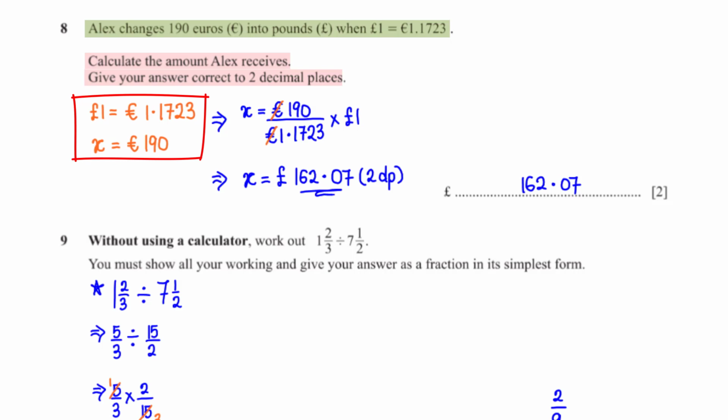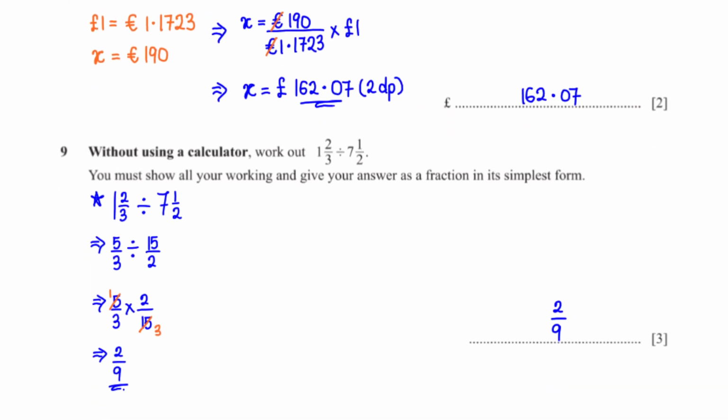From the ratio, we can set up an equation to find X, and this gives us 190 euros divided by 1.1723 euros times 1 pound. This gives us X equals 162.07 pounds, correct to 2 decimal places.